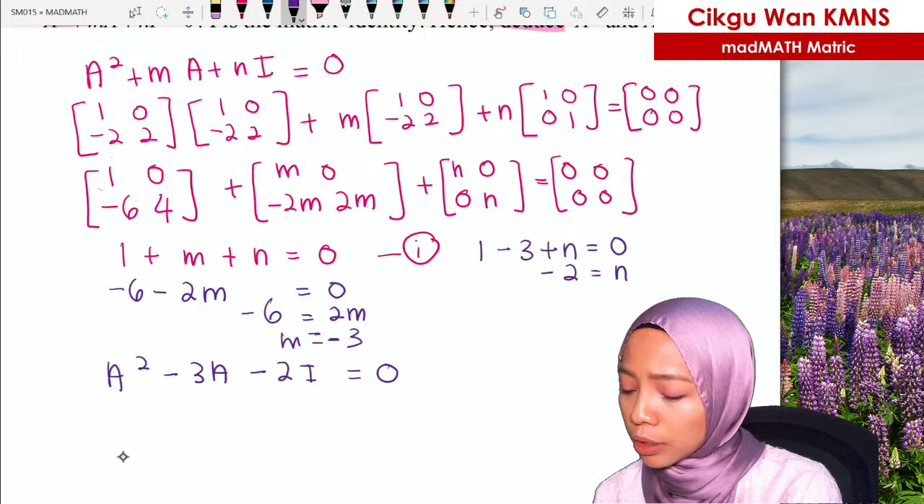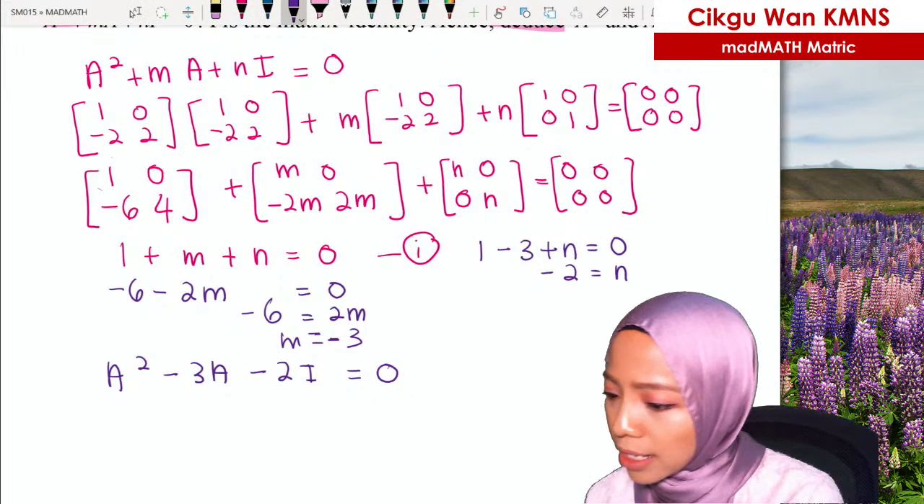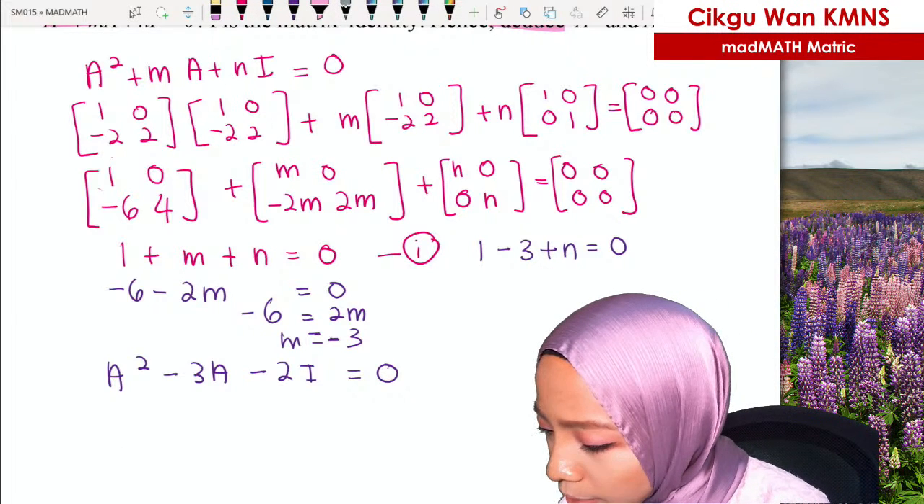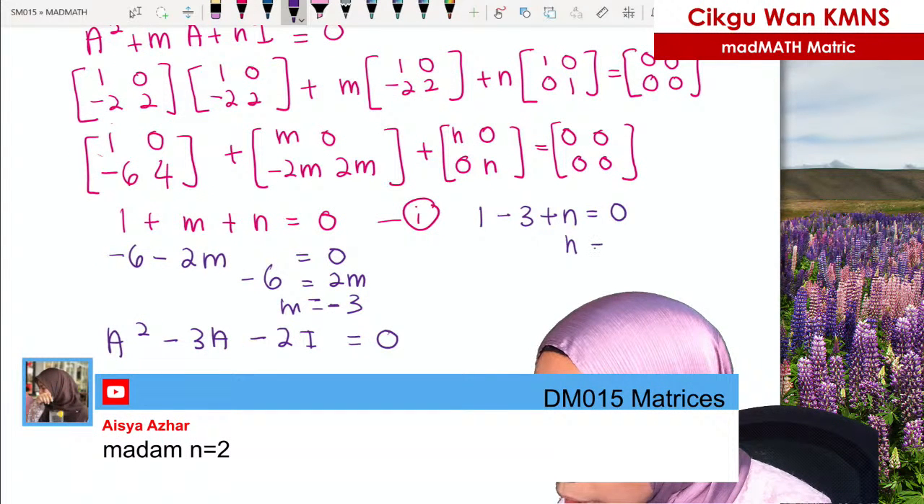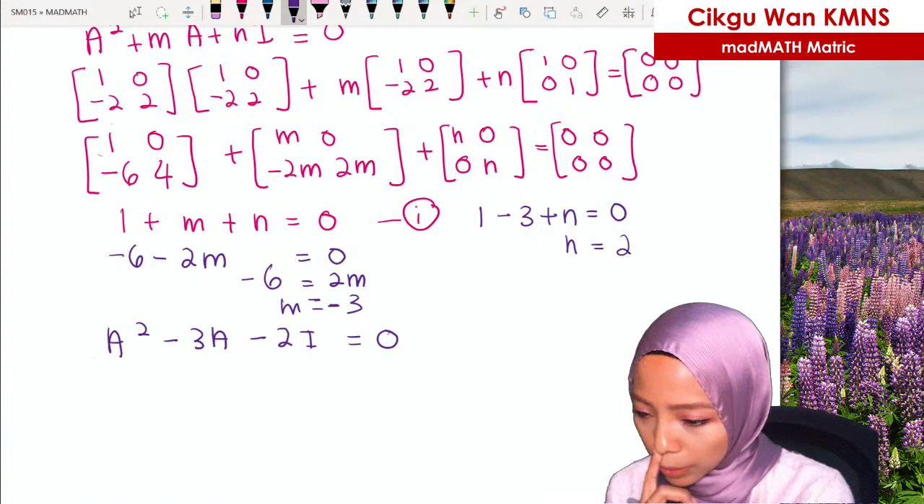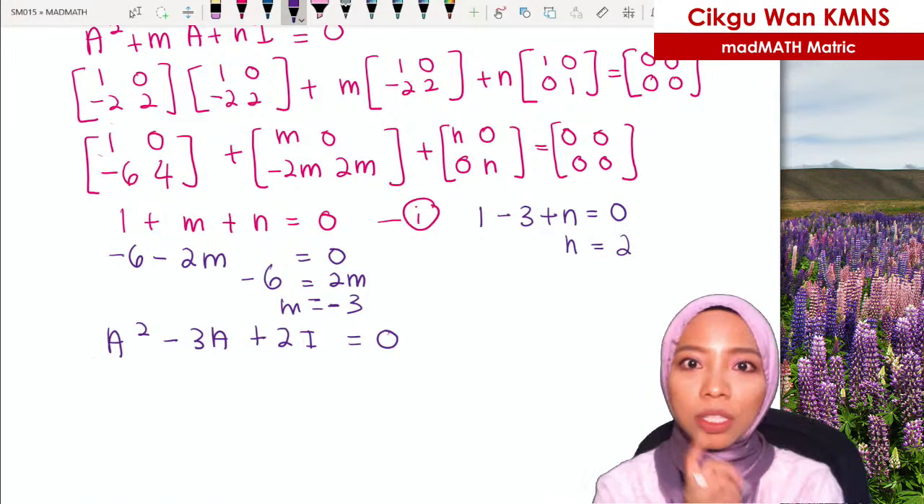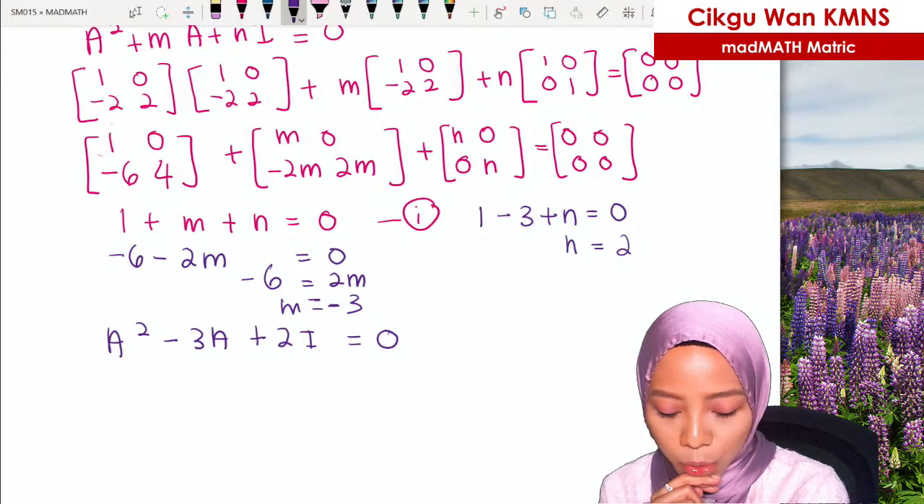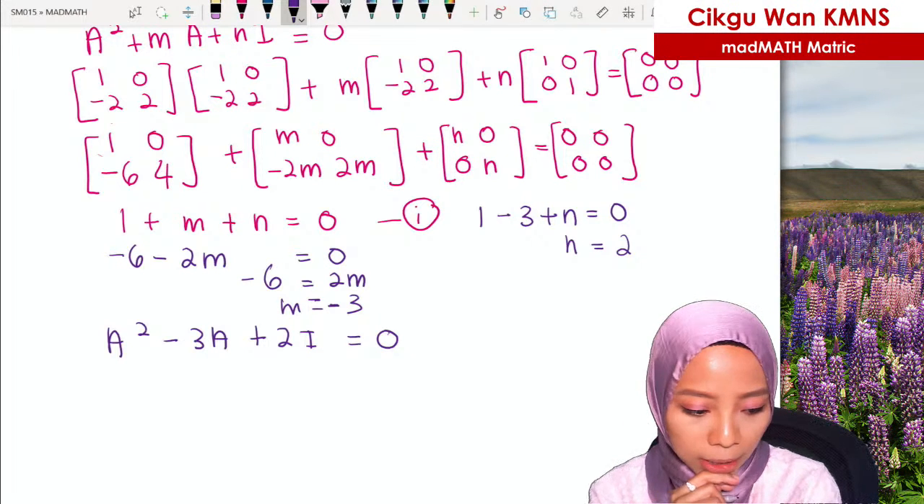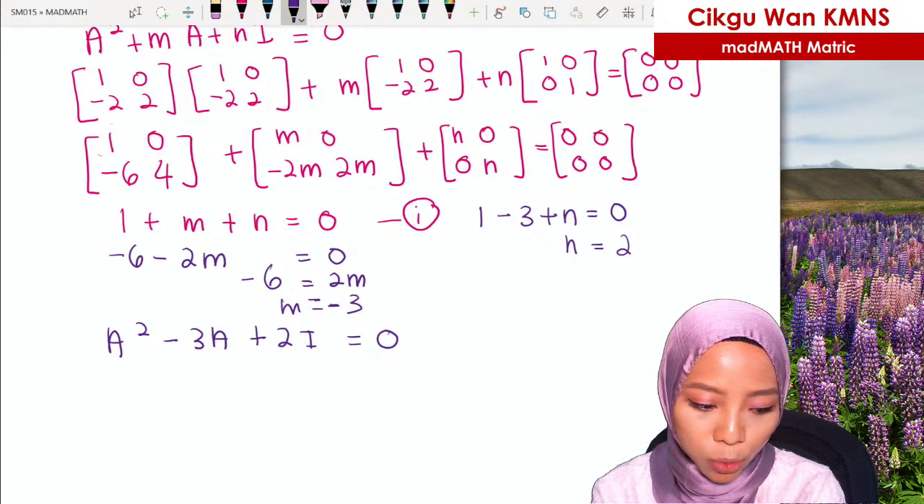N equals to 2 ke? N equals to 2. Yes. N equals to 2. Okay, N equals to, ni negatif tu bawa sana tu lah. Okay. So, ni jadi plus. Okay, thank you Aisyah Azhar. Thank you so much. So, A square minus 3A plus 2I equals to 0.